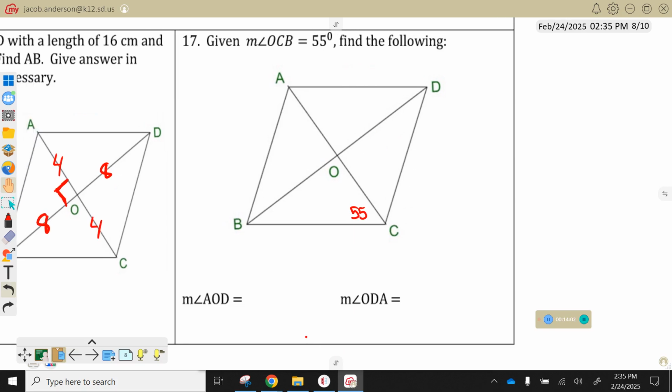Any of this is fair game for the test, though, so you need to be able to do any of these questions. Okay, doing the next one.